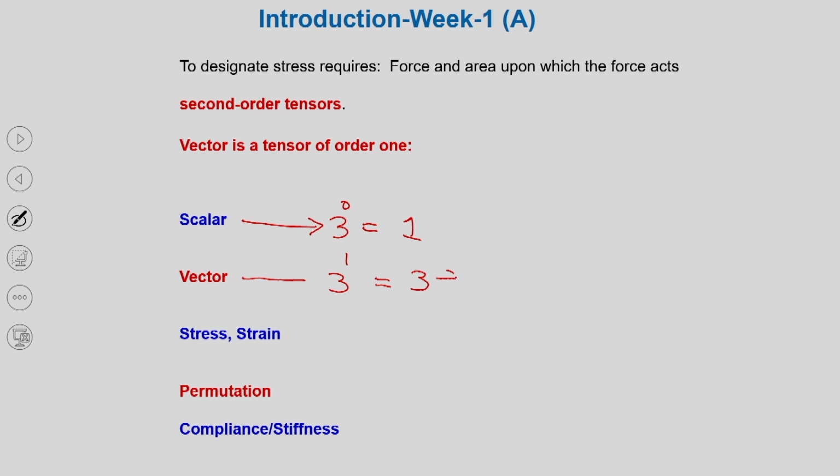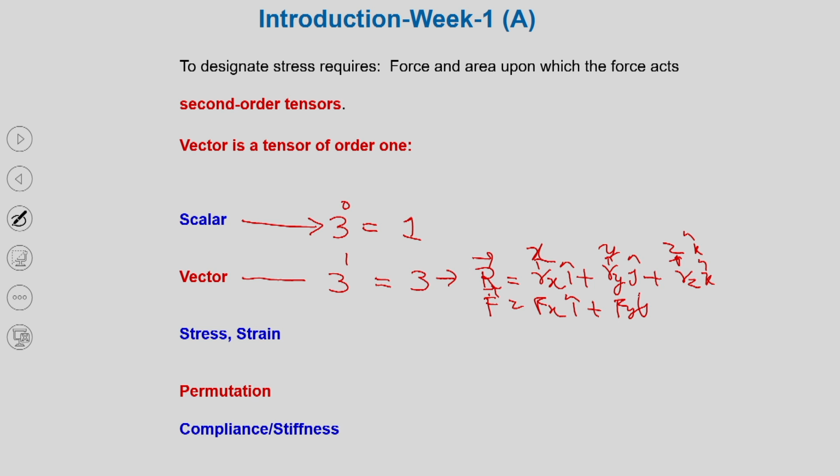For example, if you talk about a position vector r, it may be rx i, ry j, rz k, or sometimes you write just x, y and z. Similarly, the force is Fx i, Fy j plus Fz k. So, you have 3 quantities.